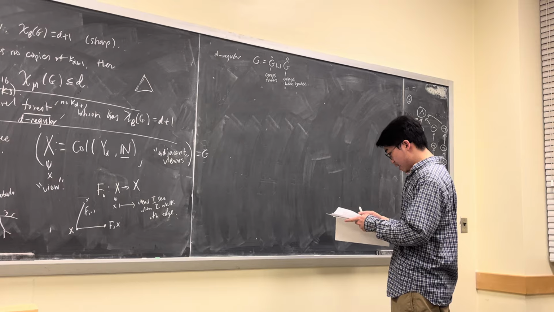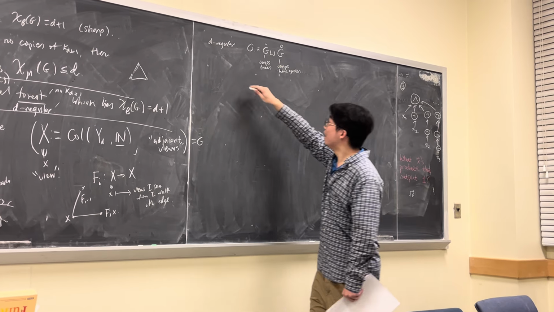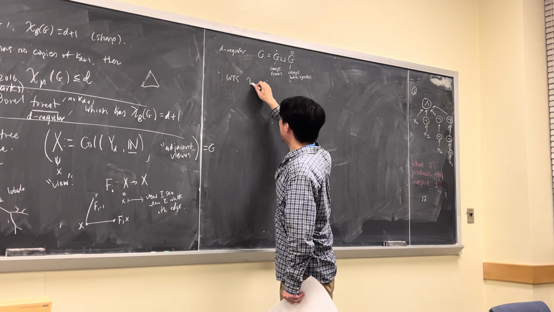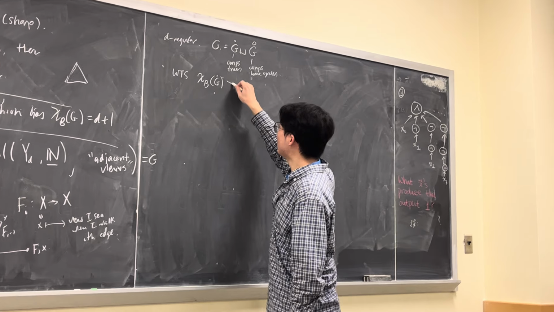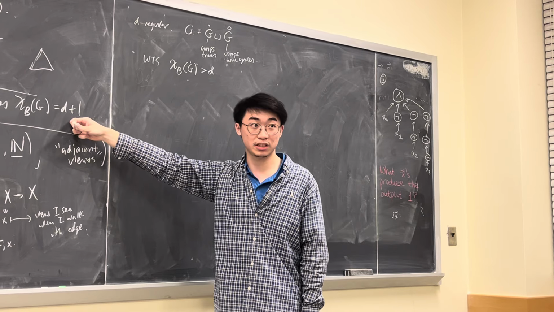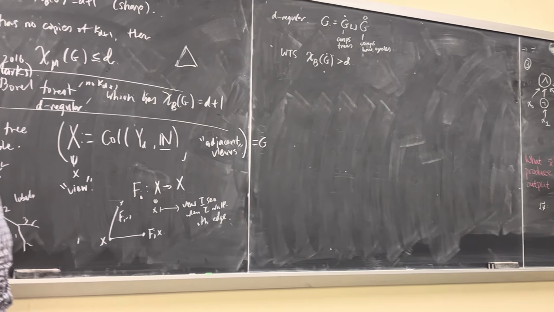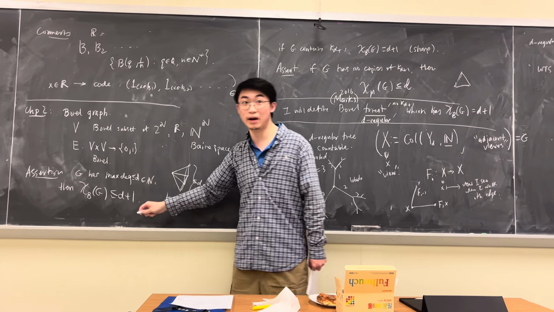Well, what do I want to show about G-dot? I want to show that the Borel chromatic number of G-dot must be strictly bigger than D. In particular, that would force it to be D plus 1, because I have already stated the theorem that all colorings of max degree D graphs are bounded by D plus 1.